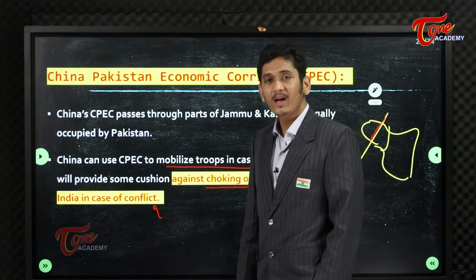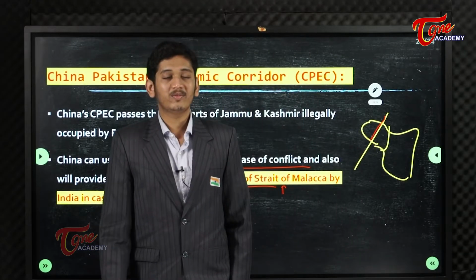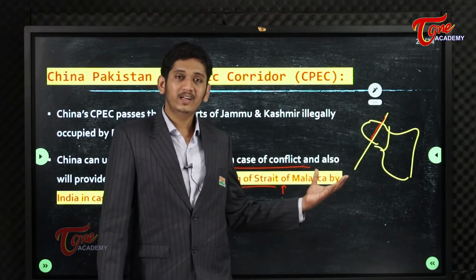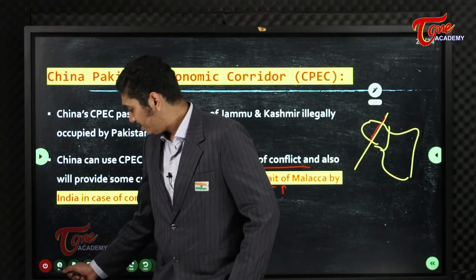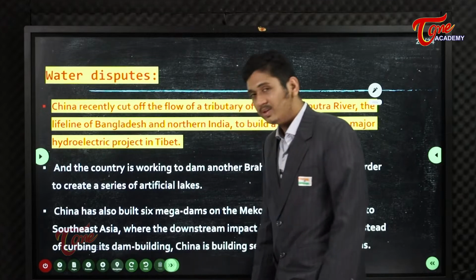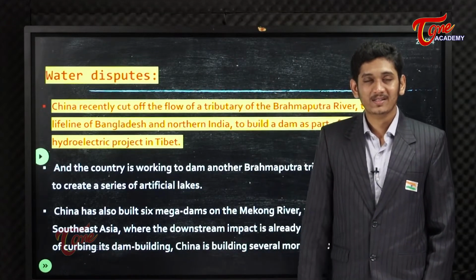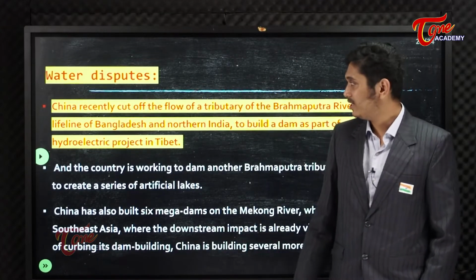China can use it to mobilize troops in case of conflict against India's choking of the Strait of Malacca. What happened? If we are choking the Strait of Malacca for China, it can easily counter us by using this China-Pakistan Economic Corridor, because it reaches the southern part of Pakistan till the port cities.